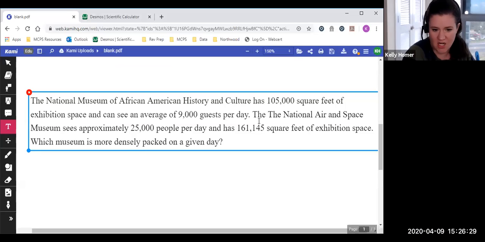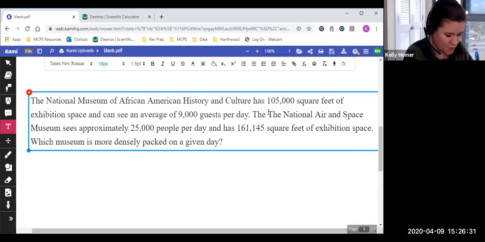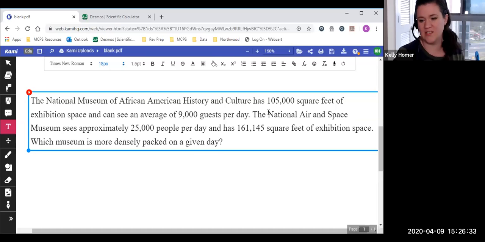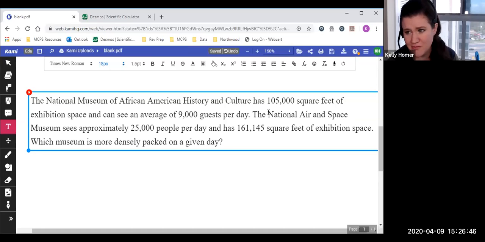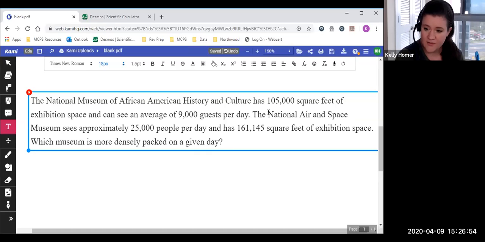The National Air and Space Museum, which is the most popular Smithsonian museum, sees approximately 25,000 guests per day. I took the average they see per year and divided by 365. Now it's not open 365 days, but we're just averaging. It has 161,145 square feet of exhibition space. Which museum is more densely packed on any given day?